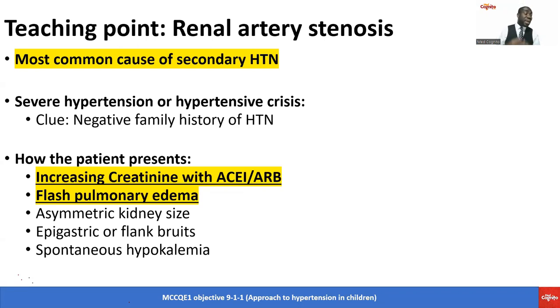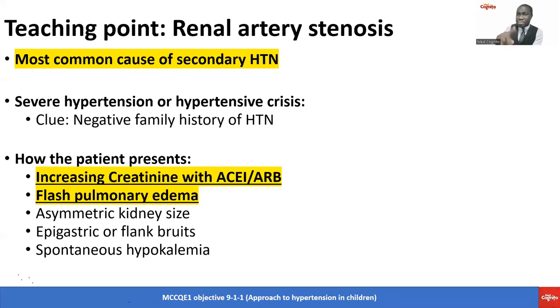If I were you, if I were Dr. Fariba, Dr. Omar, Dr. Abdul Wali, Dr. Naz or Dr. Atlas, you know what I'll do? I'm going to make a note of renal artery stenosis in my notebook because it's the most common cause of secondary hypertension. And common things are common.